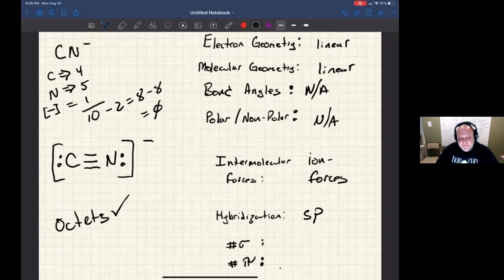Now, what about the bonds? There is a triple bond. And with a triple bond, we would say that one of the bonds in the triple bond is a sigma bond. And the remaining 2 bonds in the triple bond are pi bonds. So in order to fill this part out, we would say 1 sigma bond and 2 pi bonds. And that's it for cyanide ion.